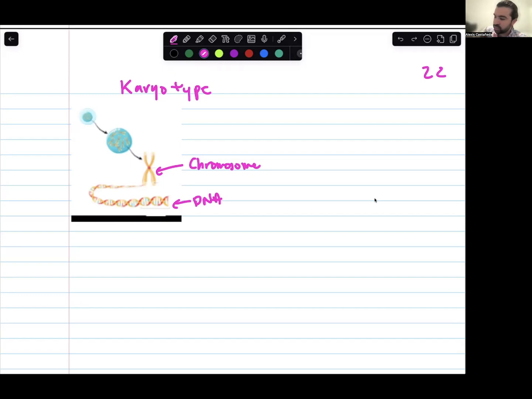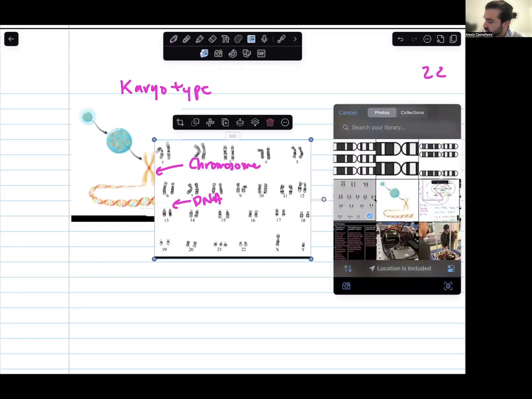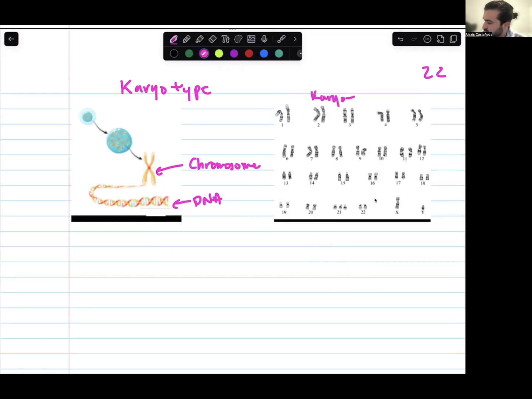One way to determine what the chromosomes of a person look like is to do a karyotype. A karyotype is an image of the chromosomes inside of a person, and this is what a karyotype looks like. It shows you the chromosomal structure of all the chromosomes of a person. All of these guys here are chromosomes. Chromosomes everywhere. What you'll notice is that the chromosomes here are given in pairs.